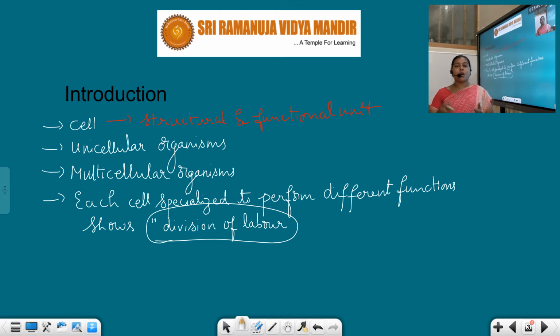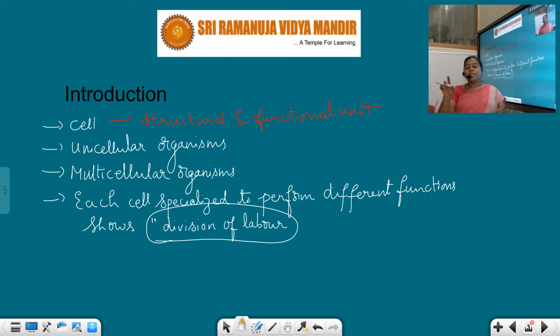In this way they distribute the work among them. In the same way, even in living organisms, that too in multicellular organisms, as the body has more and more cells, there is a division of labor. They are designed and specialized for one of the functions.